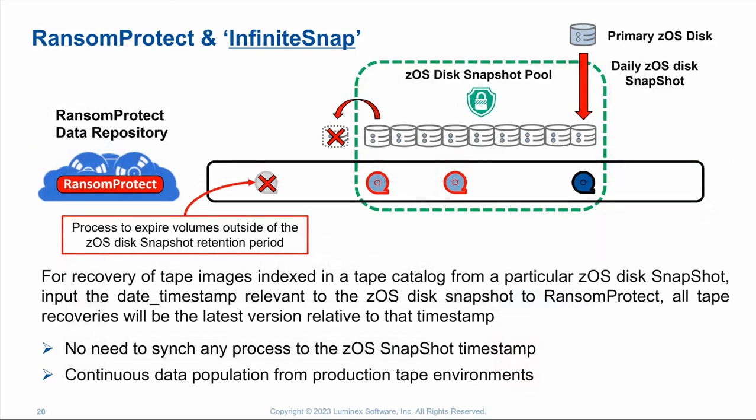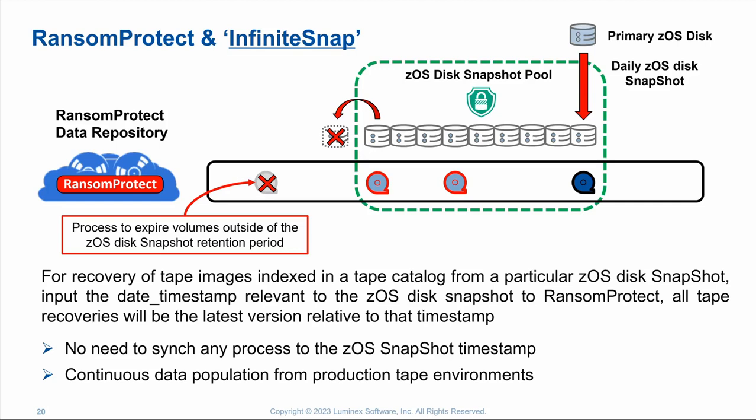So for recovery of tape images indexed in a tape catalog, let's assume you're taking ZOS disk snapshots, and you recover back to a ZOS disk snapshot. You can actually recreate the tape catalog with that date timestamp relevant to the ZOS disk snapshot. All the tape recoveries performed from that point on will be the latest versions relative to that timestamp. Now, what this means is you've isolated the protection period from any need to synchronize a process to the ZOS snapshot timestamp.